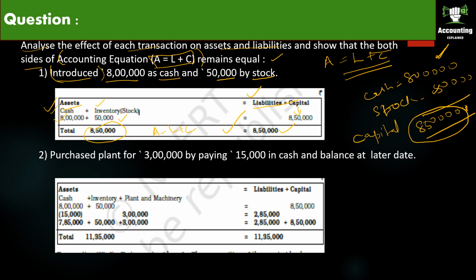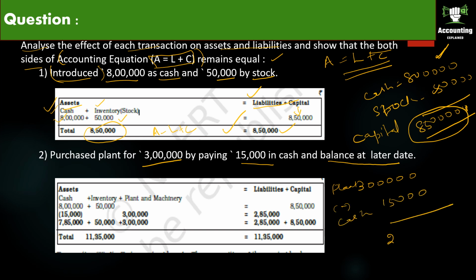Purchased plant for rupees 3 lakhs by paying rupees 15,000 in cash and the balance at a later date. So he has purchased plant for 3 lakhs. Plant value is how much? 3 lakh. Out of this he has paid cash of 15,000 and the balance is 2,85,000. That becomes our creditor for that plant, or our liability.